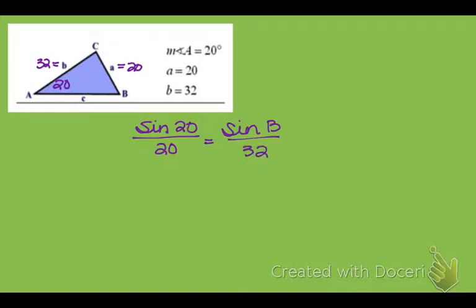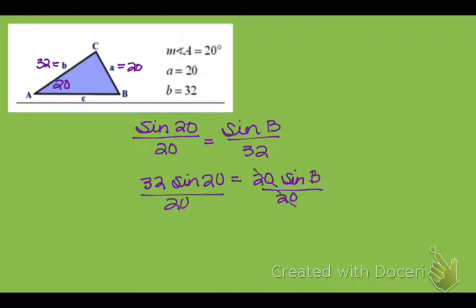The other thing you have to notice here is we're not solving for a side length, we're solving for an angle, which means we're going to have to use inverse trig functions on the calculator. We still use cross multiplication, so 32 times the sine of 20 is equal to 20 times the sine of angle B. Divide by 20 on both sides. So on your calculator, you're going to need to type this in as the inverse sine of that number.